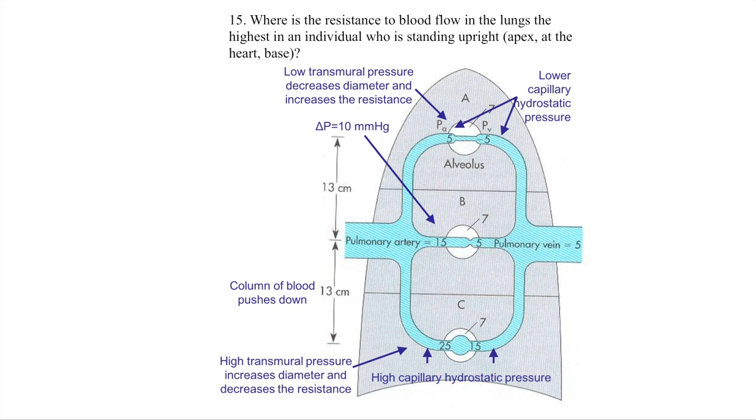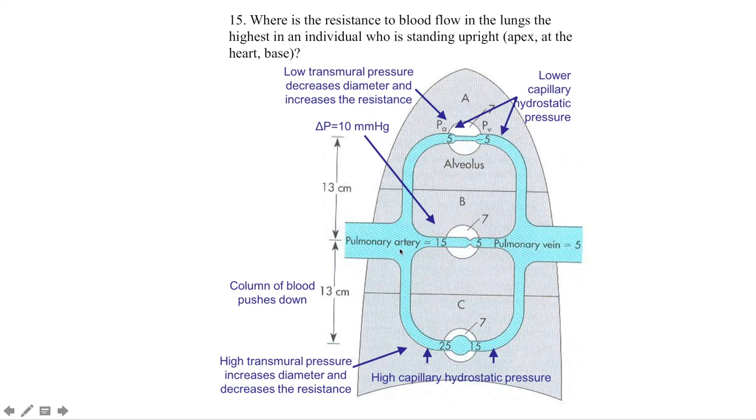Okay. Where is the resistance to blood flow in the lungs the highest? In the apex, or in the base, or in the middle? The answer is the apex, and the reason is because if you have an individual who's standing upright, gravity pulls all the tissue downward, okay? And this is a fairly low pressure system, and this vasculature has walls that are very highly compliant, which means they stretch really easily. You get big increases in volume for small increases in pressure.